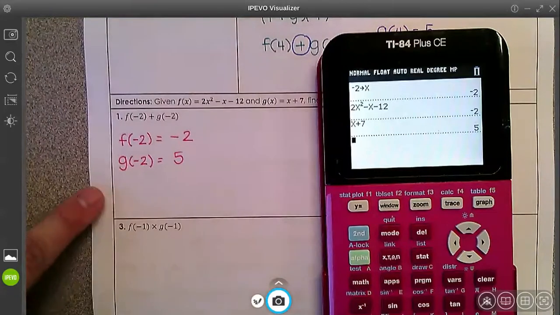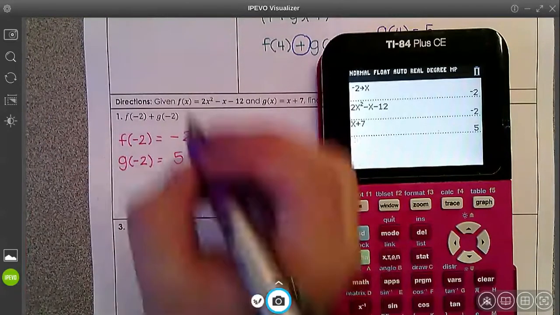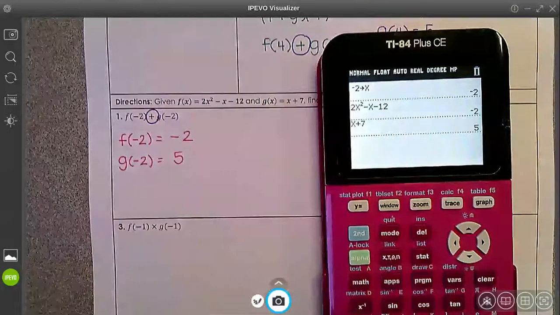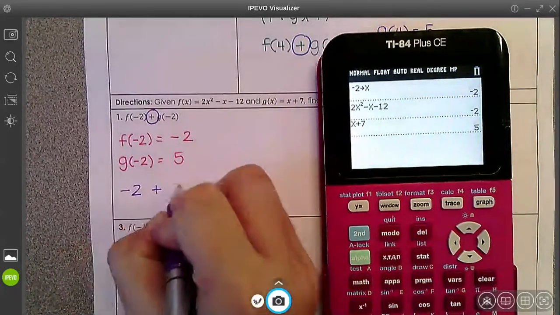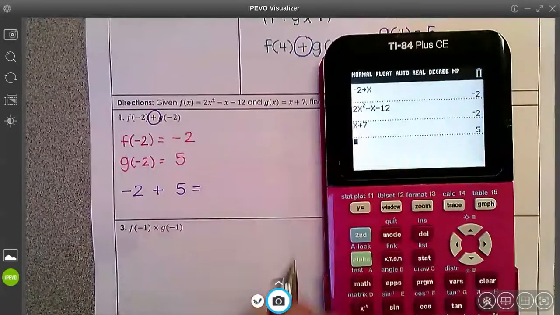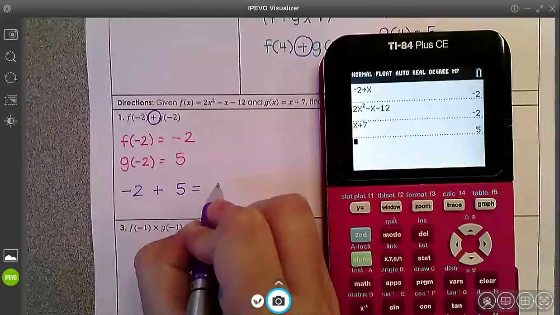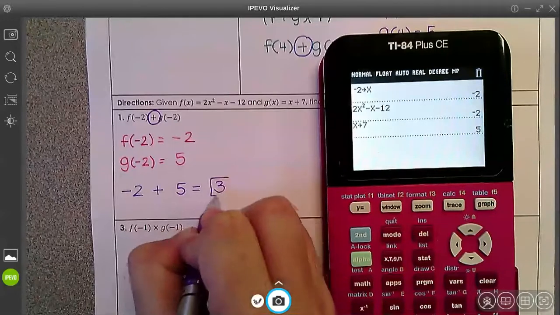And then what do I need to do with those two numbers? Add them. So negative 2 plus 5 equals 3.